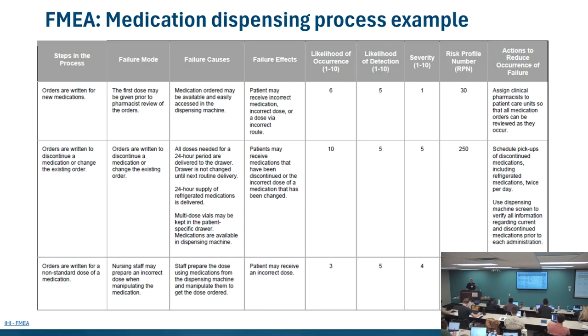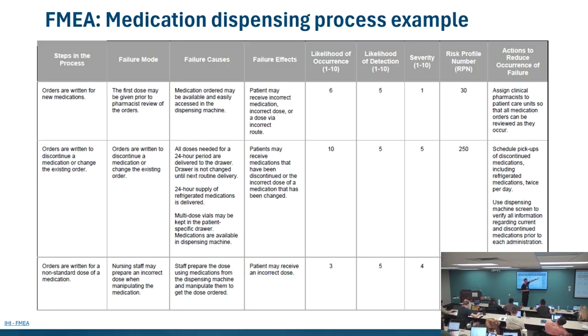So the steps in the process, the failure mode, I'll just read through this. The first one, orders are written for new meds. The failure mode, the first dose may be given prior to pharmacist review of the orders. That's not uncommon if it's something that's available in their AccuDose or in their Pyxis, which is the automated dispensing cabinet. The failure causes: medication order may be available and easily accessed in the dispensing machine. That means that the medication's ordered, there is very little oversight between the med ordering and the first dose being given. That is a potential for error. Failure effects: patient may receive incorrect medication, dose, or dose via incorrect route, because none of that is being checked, which is part of the pharmacist verification process.